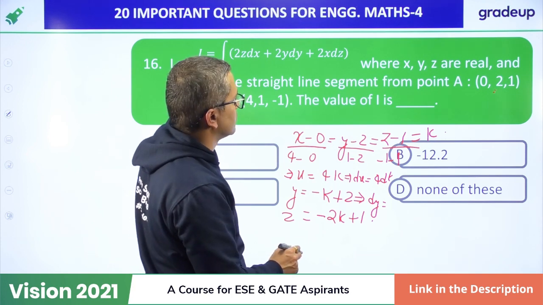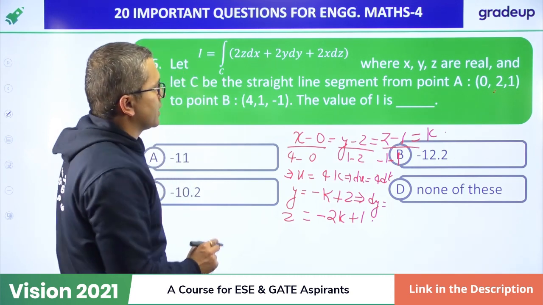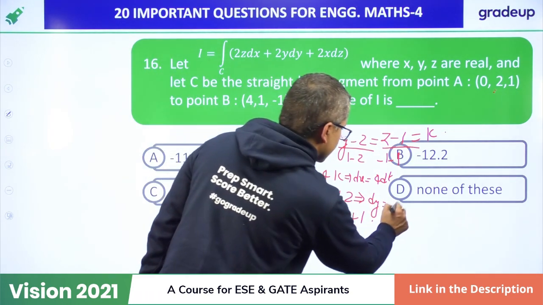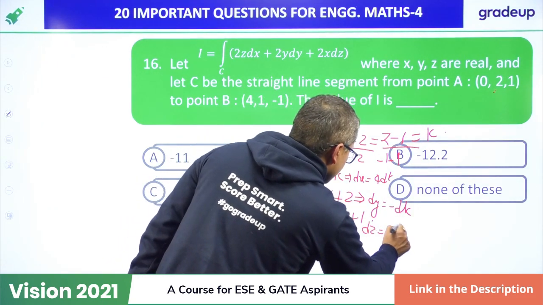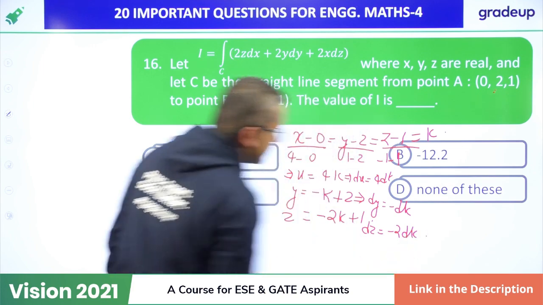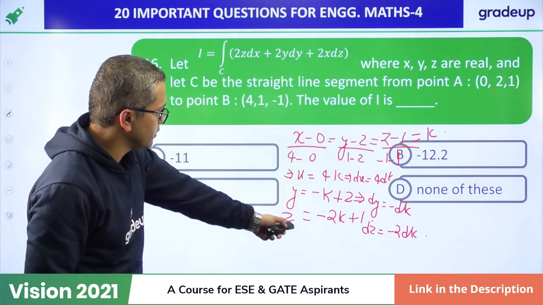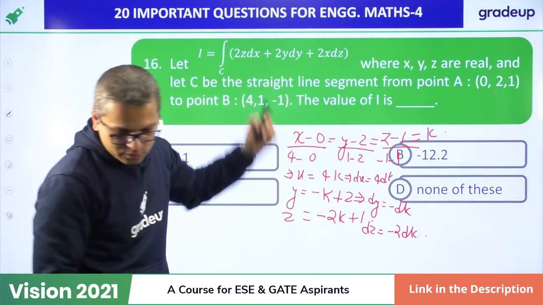Okay, so x is 0 to 4, and y minus 2 upon minus 1, yeah, looks good, so minus dk, all right, and dz equals minus 2 dk. Now all of these values you need to plug in here. Put the value of z equal to minus 2k plus 1, the value of y equals minus k plus 2, okay.